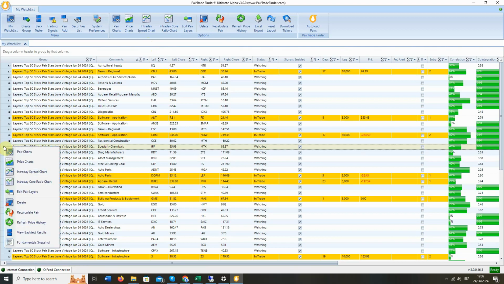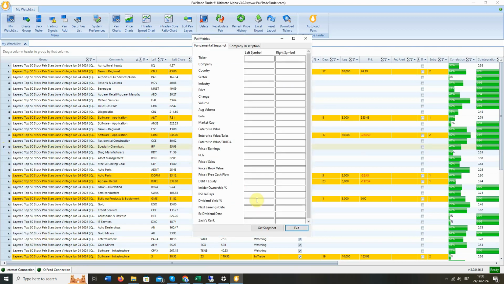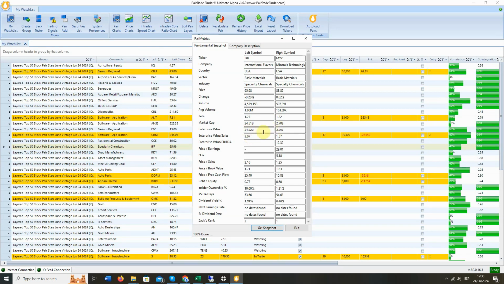What companies are these? Again, we just pull up the fundamental snapshot, grab the snapshot, and we see it's International Flavors versus Mineral Technologies. They're both in the specialty chemicals industry subsector. Beta 1.27 versus 1.32, almost identical. Enterprise value 35 versus 3.4. That's on the edge of tolerability. Price to free cash flow 25 to 16, pretty close. Price to book 1.7 to 1.6. You see there's quite a similarity in valuation.